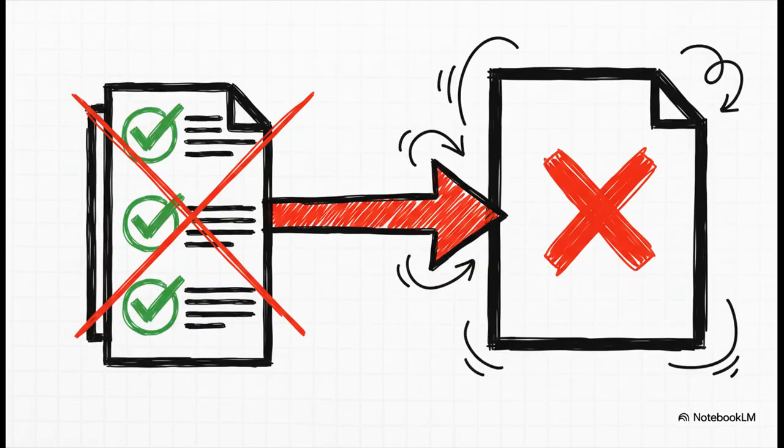Now, if there is one single rule you need to burn into your memory about AWS IAM, it is this. An explicit deny always wins. You could have a dozen policies giving a user an allow to do something, but if there is just one policy with an explicit deny, it's game over. The deny overrides everything. It's the final word.